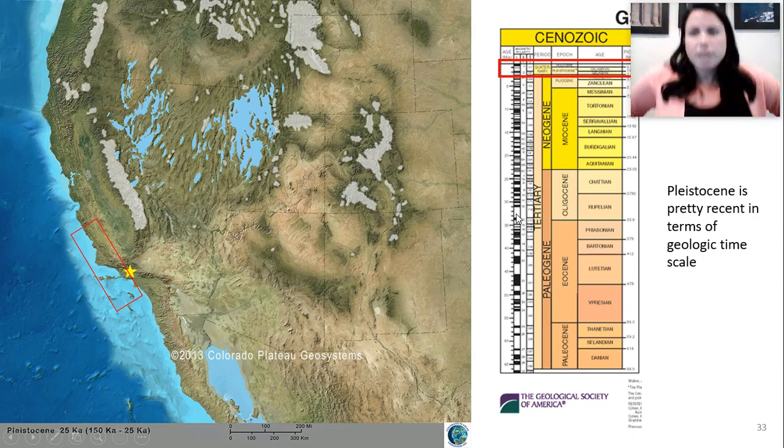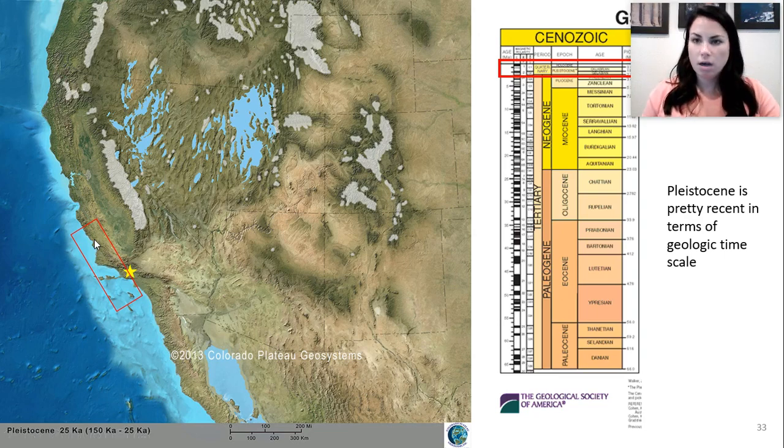Okay, so when we look at depositional environments, it's important to try to understand what the coastline looked like in the geologic past. Roughly here in the red box is the coastline of California, and the yellow star is roughly where we're located in Ventura County. This is mostly present day. This is the Pleistocene, and it's pretty recent in terms of geologic time.